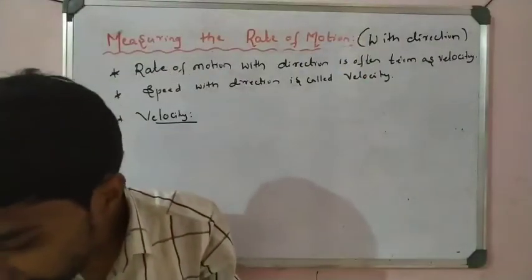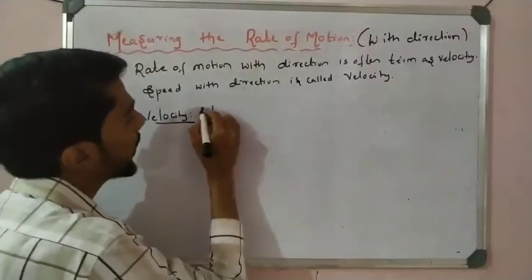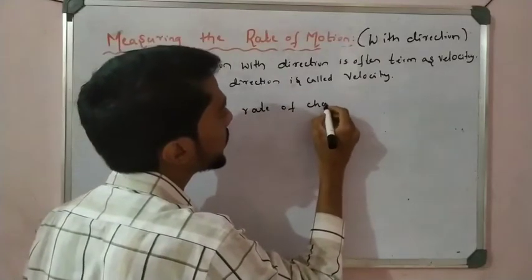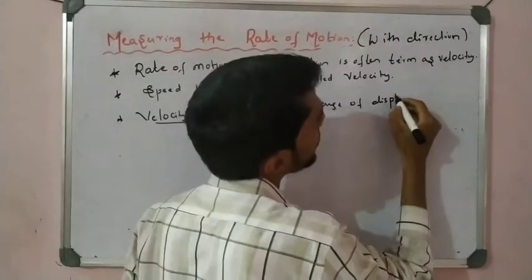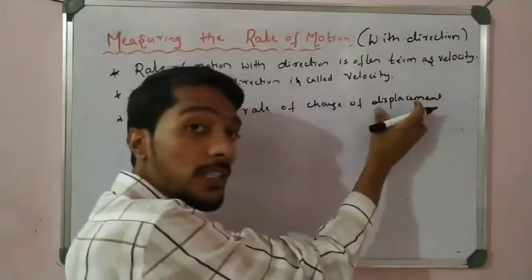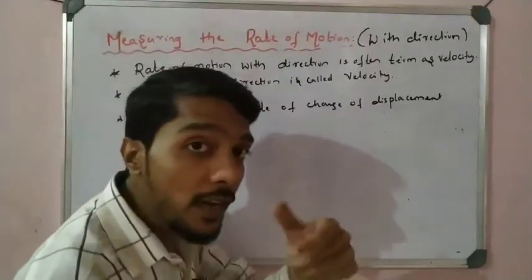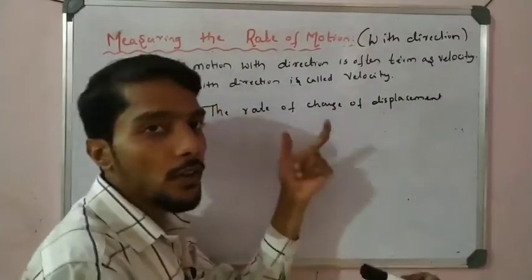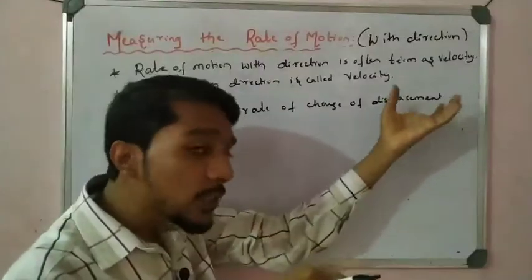Now we can take the velocity definition. The rate of change of displacement. We know that displacement is a vector quantity, direction is there. In speed we take distance, the rate of change of distance is speed; the rate of change of displacement is velocity. That is simple, only you change the term. If you add distance, it is speed. If you add displacement, it is velocity.